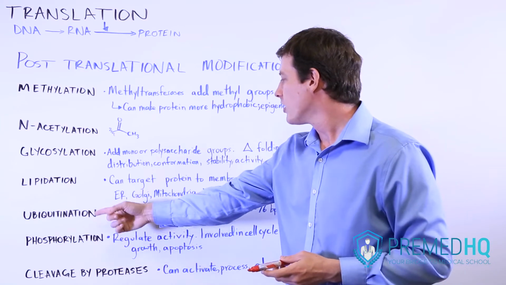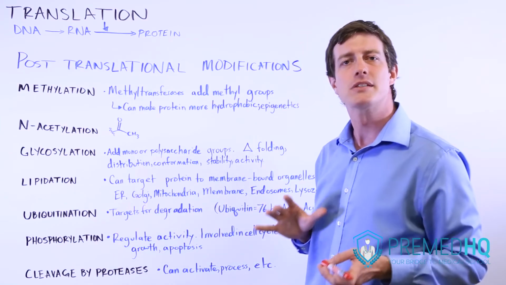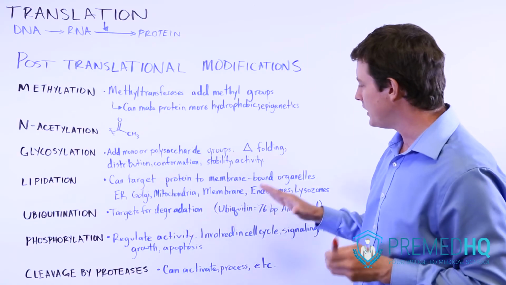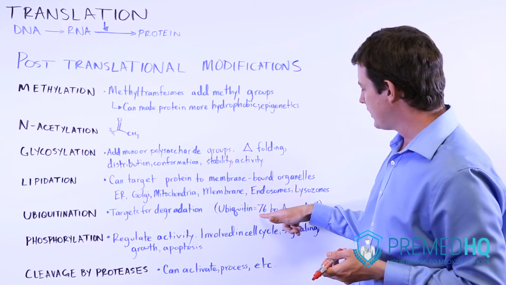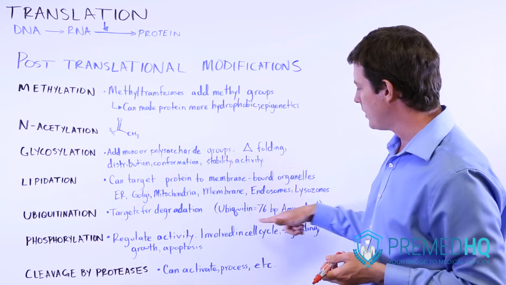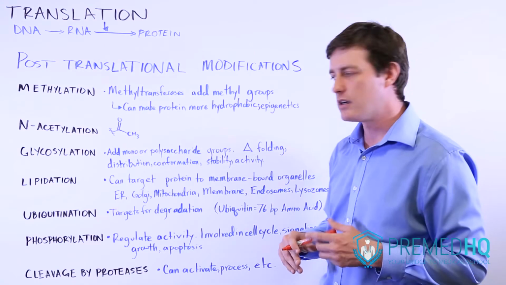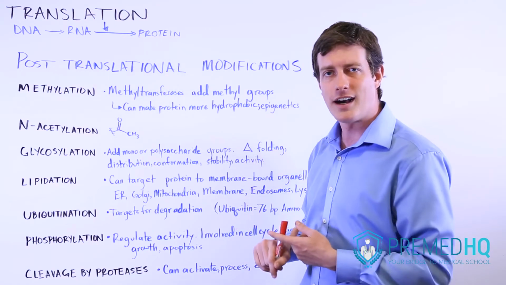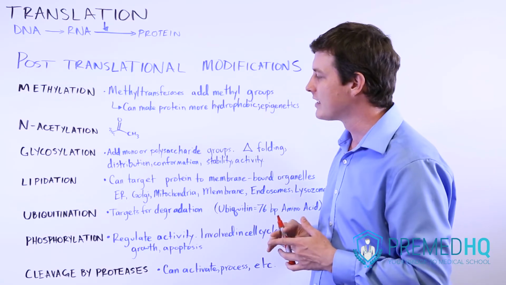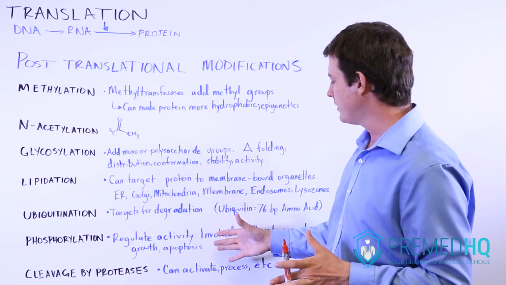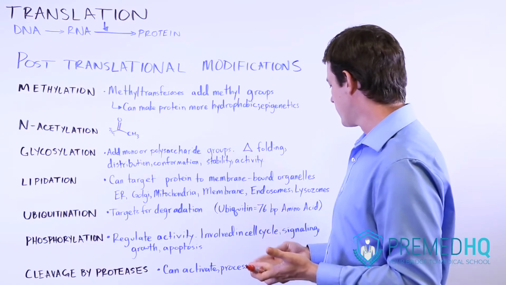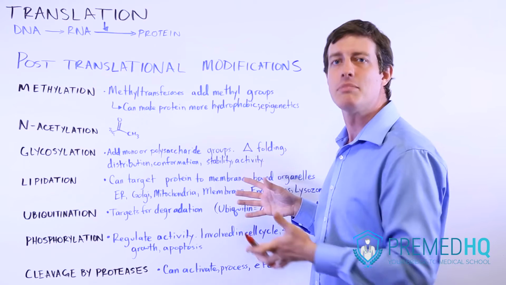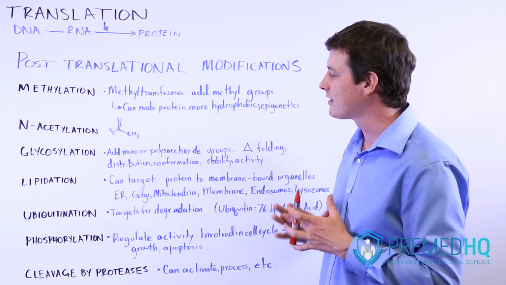Ubiquitination is something that targets a protein, oftentimes a misfolded protein, for degradation. And ubiquitin, and again, another thing you don't need to know, but which might help, is that it's an amino acid that is encoded by 76 base pairs. Phosphorylation, that's something you encounter a lot with kinases and phosphorylases, and can greatly regulate the activity of different proteins that are involved in the cell cycle, cell signaling, cell growth, and apoptosis, which is programmed cell death.